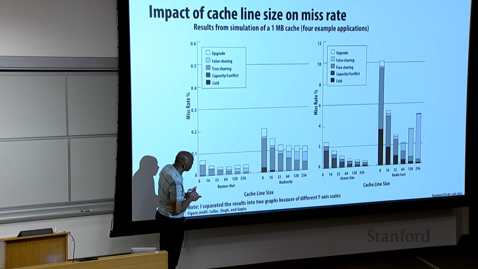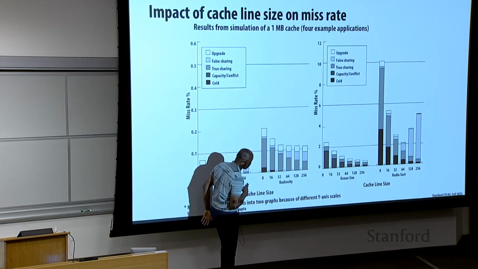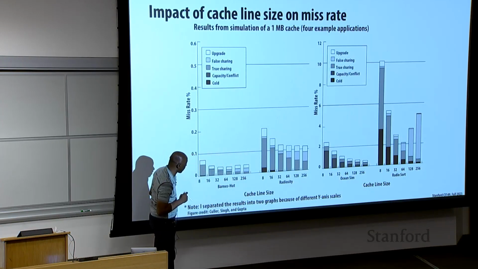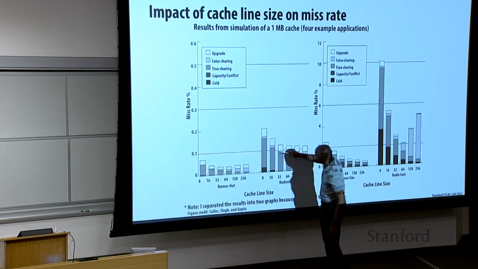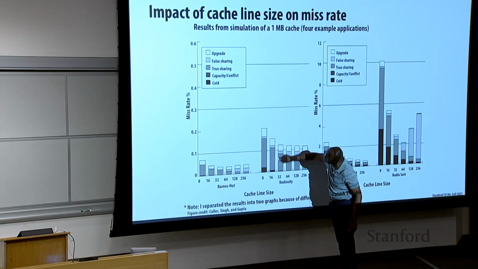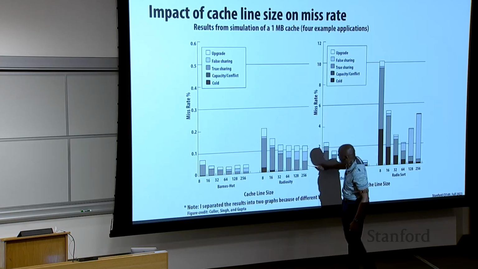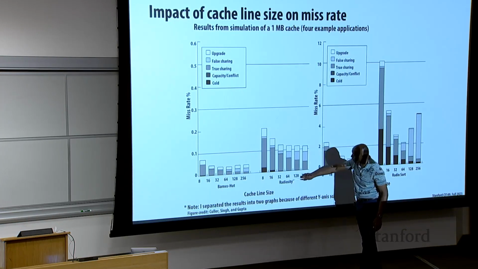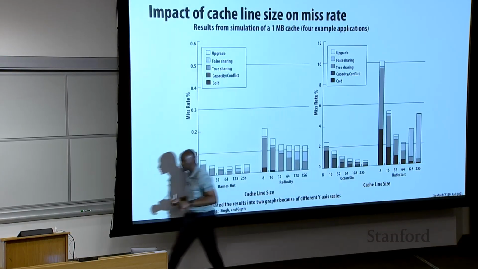Okay? So the first thing to notice is that there's a significant amount of spatial locality in truly shared data, right? Because you see, as you increase the cache line size, the amount of true sharing misses gets reduced. Okay? But take the example of radiosity, we see the amount of false sharing misses increase.